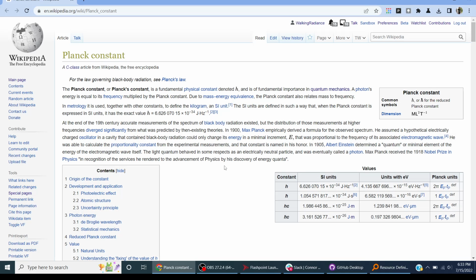Where was I? Max Planck. Okay, in 1900, Max Planck empirically derived a formula for the observed spectrum. He assumed a hypothetical electrically charged oscillator in a cavity that contained blackbody radiation could only change its energy in a minimal increment e that was proportional to the frequency of its associated electromagnetic wave. Let me scooch up.